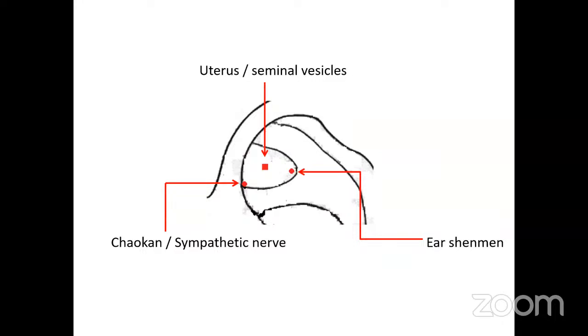Then I realized it is nothing but the nomenclature. So right in the center is the area for the uterus and seminal vesicles. Right in the center of triangular fossa. You will have lots of patients coming with dysmenorrhea. You just have to put a finger there and give a little pressure. Try it out someday. At the angle is an important point which is called the ear Shenmen.